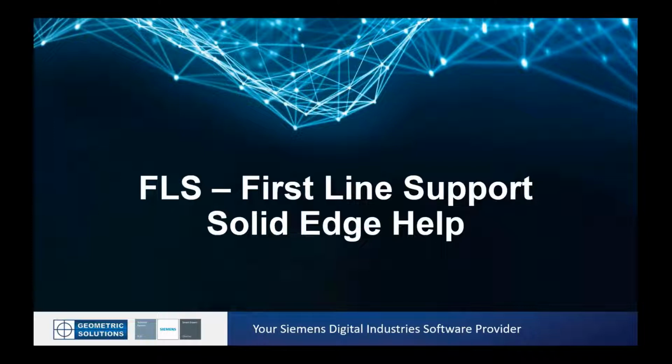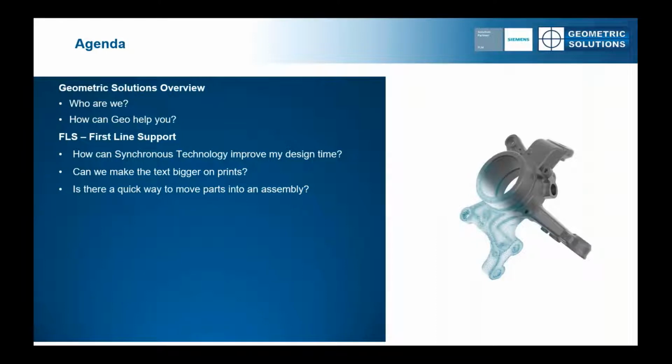We're actually talking about first line support, and this is the second in this series. Today, we're going to look at first line support for Solid Edge help. For our agenda today, we're going to briefly talk about who we are, how Geo can help you, and then we're going to dive into our subject, which is questions that our customers have had about Solid Edge. Specifically, how can we use synchronous technology to improve our design time? And then a couple of interesting ones. How can we make text bigger on our prints? And lastly, is there a fast way to move parts into an assembly?